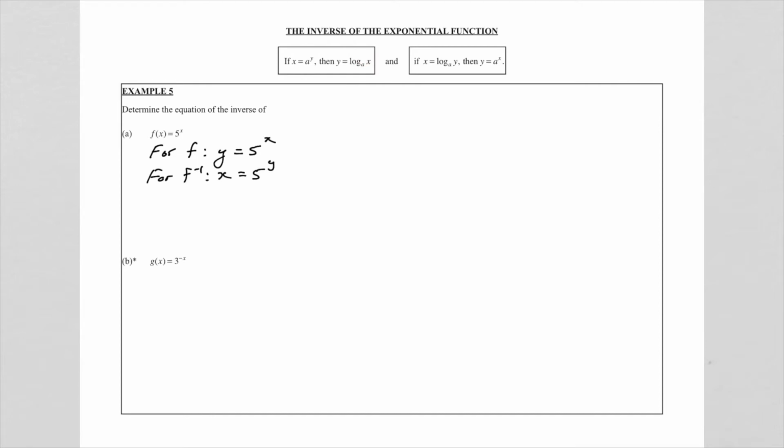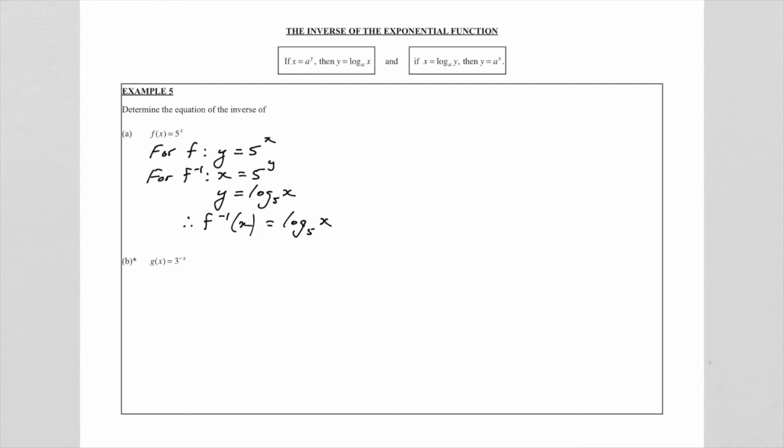So you agree we can write down that y will then be equal to the log of x with a base of 5. And now we can write it in f(x) notation, and we can say the inverse of f is log x base 5. So we have the exponential function, we find the inverse, we get the logarithmic function.